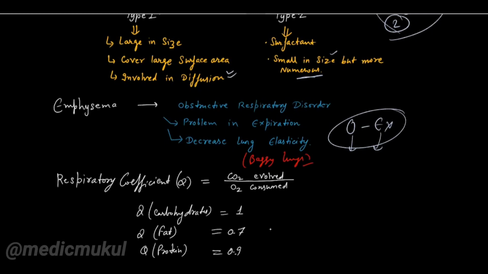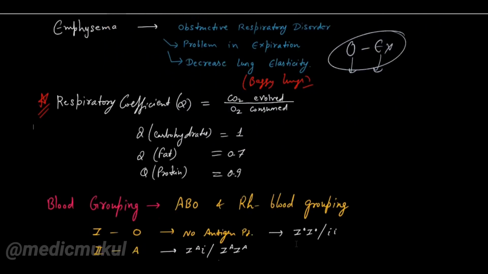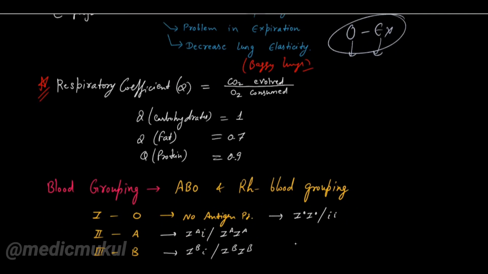Okay. Then there is the respiratory coefficient. Remember, carbon dioxide produced divided by oxygen consumed is the respiratory coefficient. So just remember the coefficient for carbohydrate is 1. Fat is short, just 3 letters. Proteins have 7 letters, so 7 means big, so that is 0.9. Fat is small, only 3 letters, so that is less, 0.7.